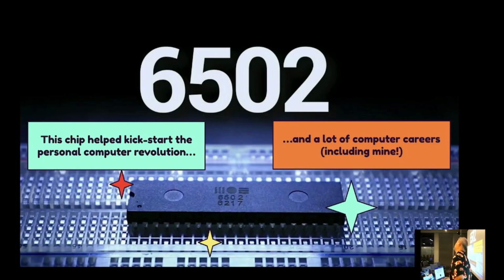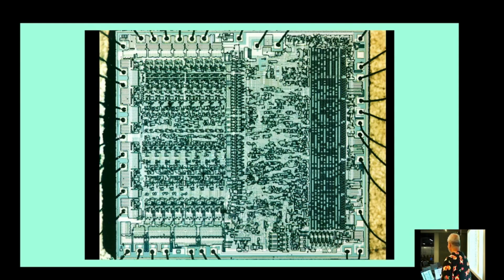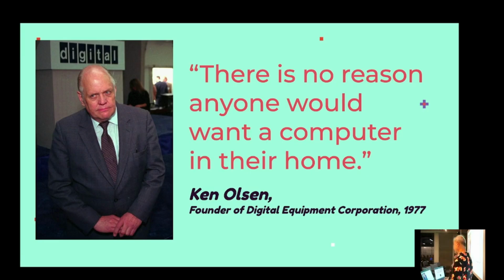And one of the microprocessors is the 6502. This is one of the most important chips in history because it started off a computer revolution, made a lot of careers, including mine. This is the set of transistors inside a 6502. There were just over 4,500 transistors. It's not like the 100 billion transistors we get in a chip today. There are only 4,500. And at the time, Ken Olsen, who is actually considered a pioneer, did say that he never thought anyone would want a computer in their home.